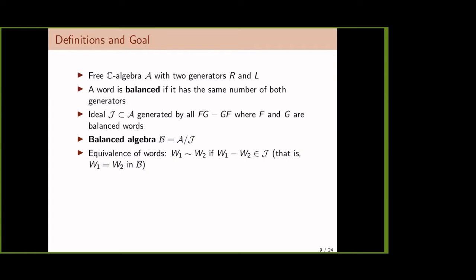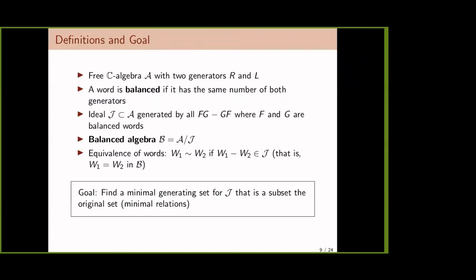And then just to have some notation, this is nothing complicated, but there's an equivalence of words. Word 1 is equivalent to word 2 if their difference is in this ideal. So if they're the same in the balanced algebra. So the very same equivalence that you always have with a quotient. It just makes some things simpler to state. So in the 5-minute version, I talked about these equivalence classes. This is exactly the equivalence I'm talking about.